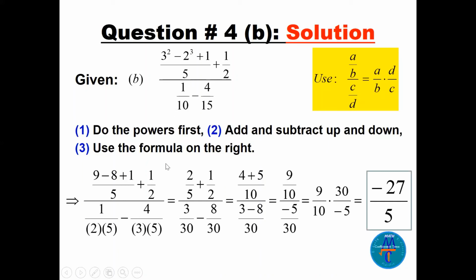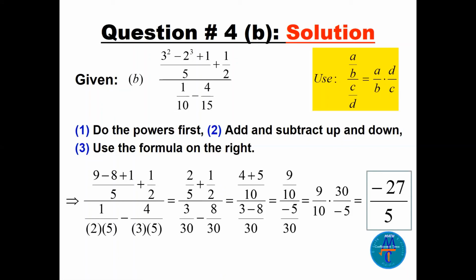And there is another one there, so 2 over 5. See simple fraction? 2 over 5 and 1/2. That's the simple. Now, in the second one, I have 1 over 10. 10 is 2 times 5. 4 over 15, 3 times 5. So the LCD will be 30 there. 5 times 2 times 3.